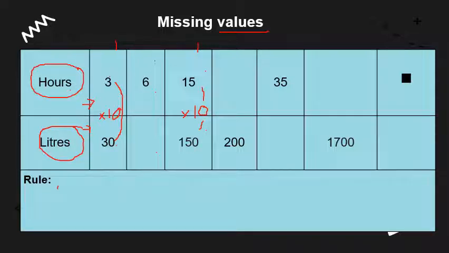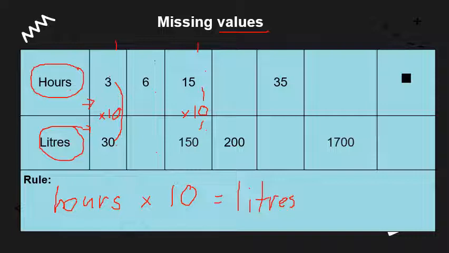this bit here, is going to be hours multiplied by 10 is the same as liters, or give me liters. Yep, that's the rule there. So here, 3 times 10 is 30, and liters is 30, so they're the same, they're balanced. It's a balanced equation.